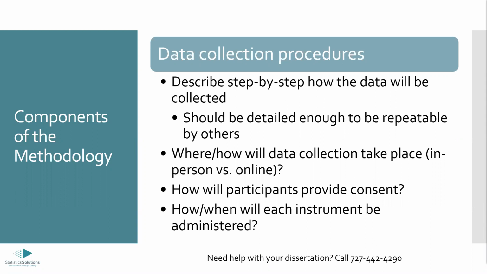You want to indicate how the participants are going to provide informed consent. So if you're doing any study that involves human participants, you're going to want to include a process for informed consent. And usually this just means giving participants information about the study before you collect any data from them so that they're informed about what the study is about and what their participation involves so that they can make an informed decision about whether or not they should be participating.